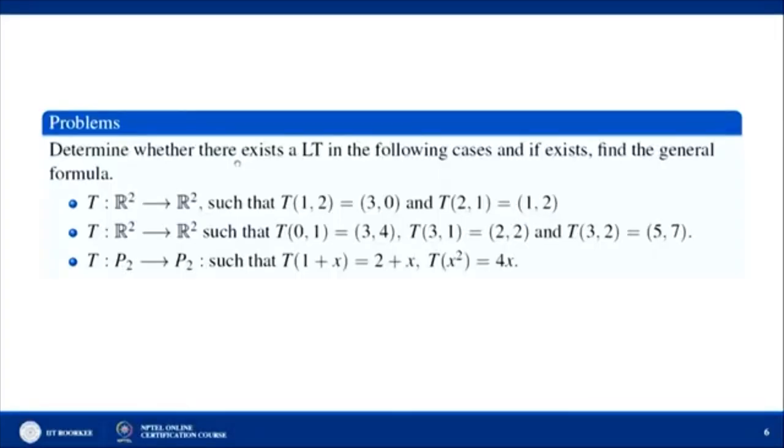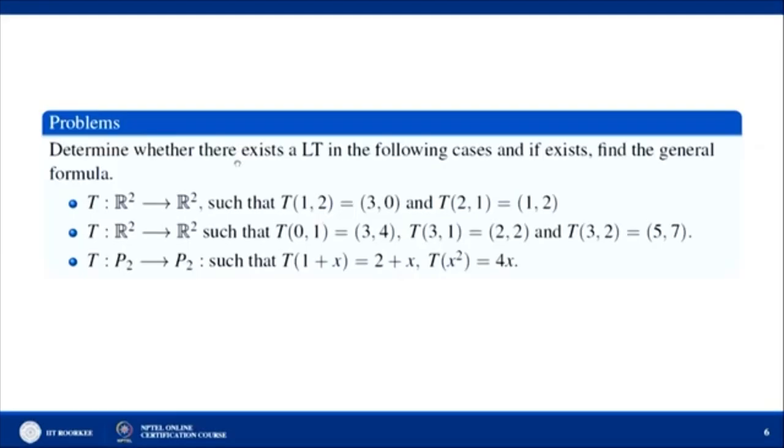Okay. Now the next is: determine whether there exists a linear transformation in the following cases, and if it exists, find the general formula. So let us start with the first problem. If we have T from R2 to R2, defined as this expression, then can we find a linear transformation such that this property holds? How can we see? So let us start with the first problem. So here it is T from R2 to R2, and here T of (1, 2) is (3, 0).